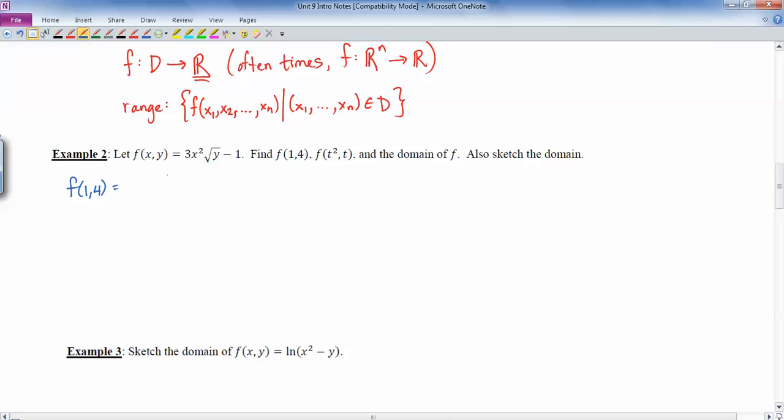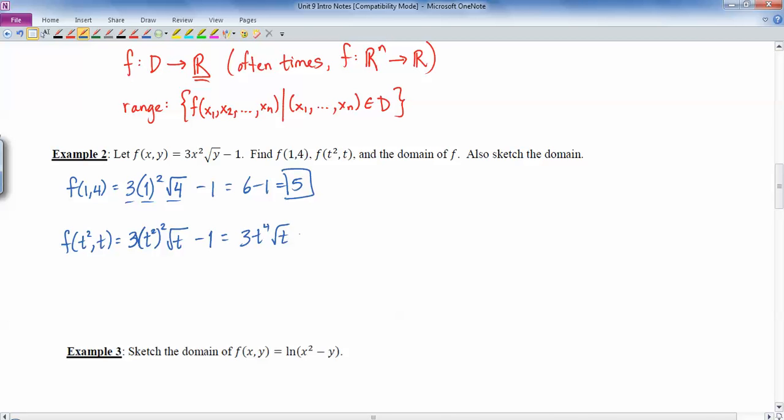So that one I'm going to plug in 1 for x and 4 for y. So 3 times 1 squared root 4 minus 1. So that's really 3 times 1 times 2, so 6 minus 1, that's 5. Okay, so that one's done. Let's do f of, what is it, t squared first, then t. So I'm going to replace the x with t squared. So it becomes 3t squared, and then the x is squared, and then root y, which is t, and then minus 1. So that's going to be 3t to the 4th root t minus 1.